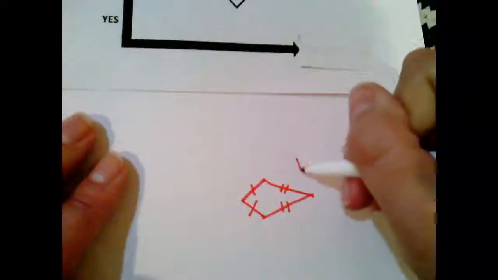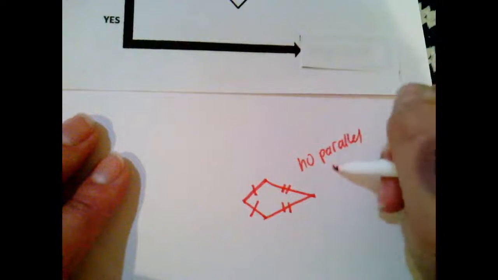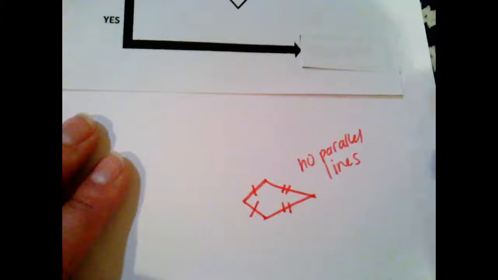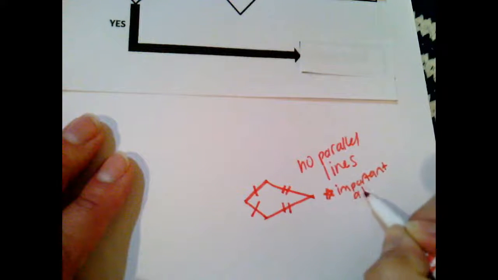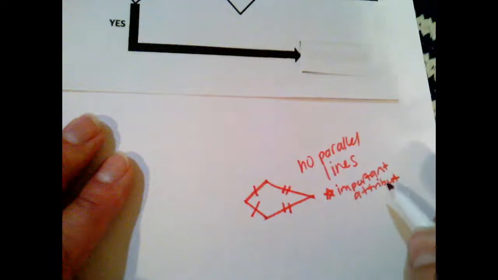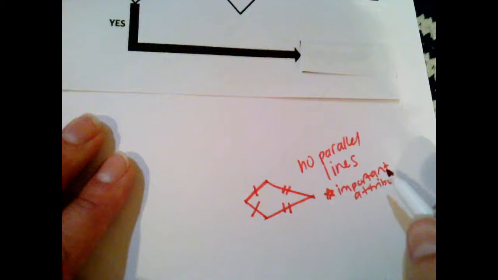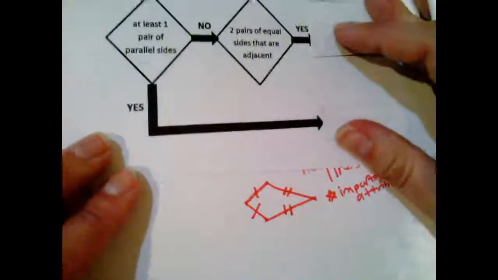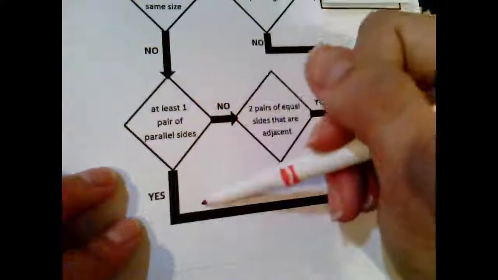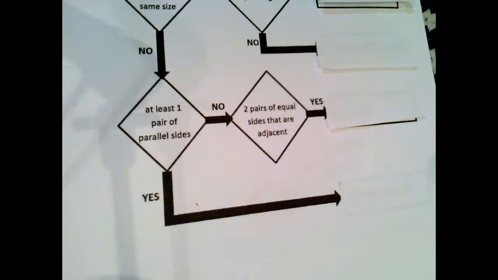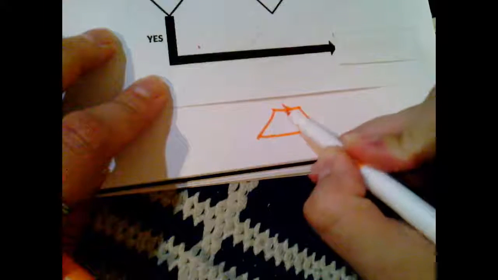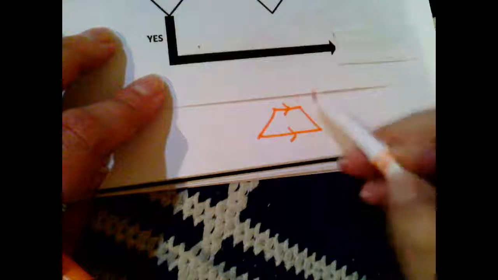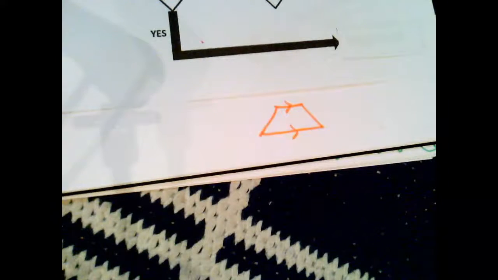So there's no parallel lines. Well, there could be, but the most important attribute are these adjacent equal sides. If we do have that pair of parallel sides, and we just need 1 pair of parallel sides, we create our trusty shape, the trapezoid. So we just need to have that 1 pair of parallel sides. Doesn't matter about any other side, just as long as we have that.